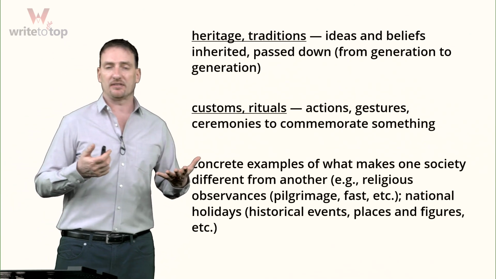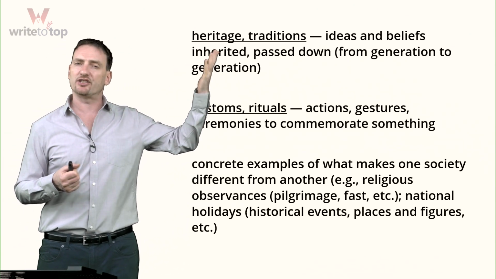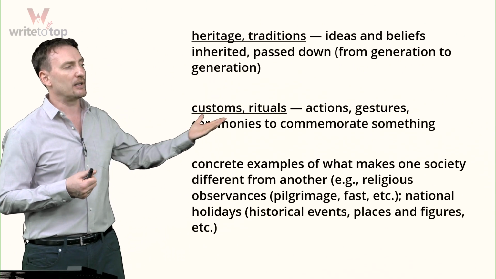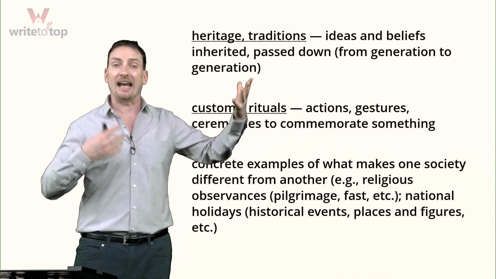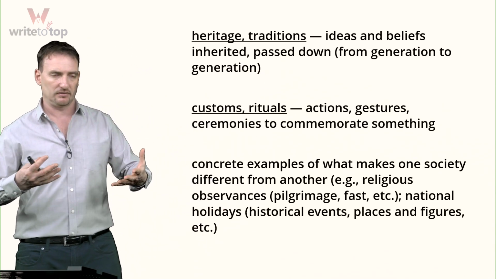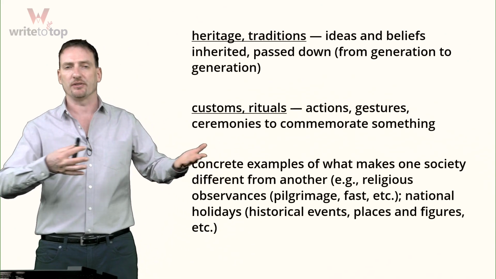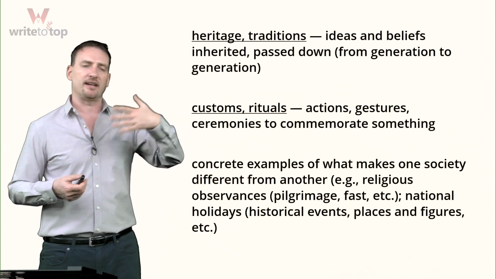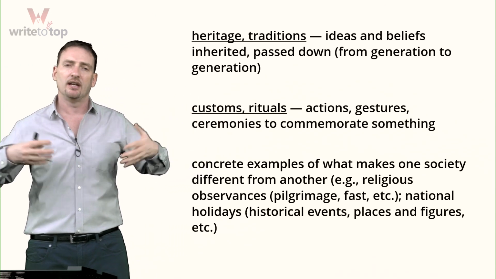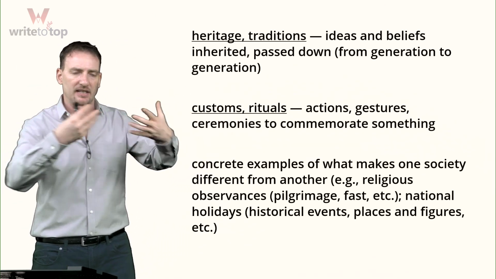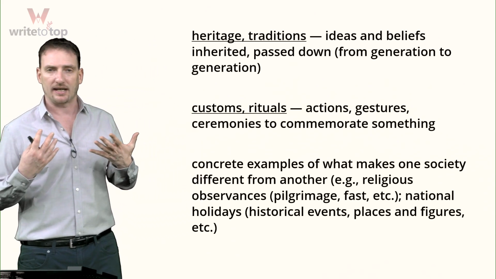Now, when we're talking about society and all these values, we're also talking about heritage and traditions, or we're talking about customs and rituals. So heritage and traditions, these are ideas and beliefs that are inherited or passed down from generation to generation. So they come from a religion, they come from our ancestors' experiences with nature, and they create these ideas and they pass these ideas on to us. They're not necessarily our own ideas.